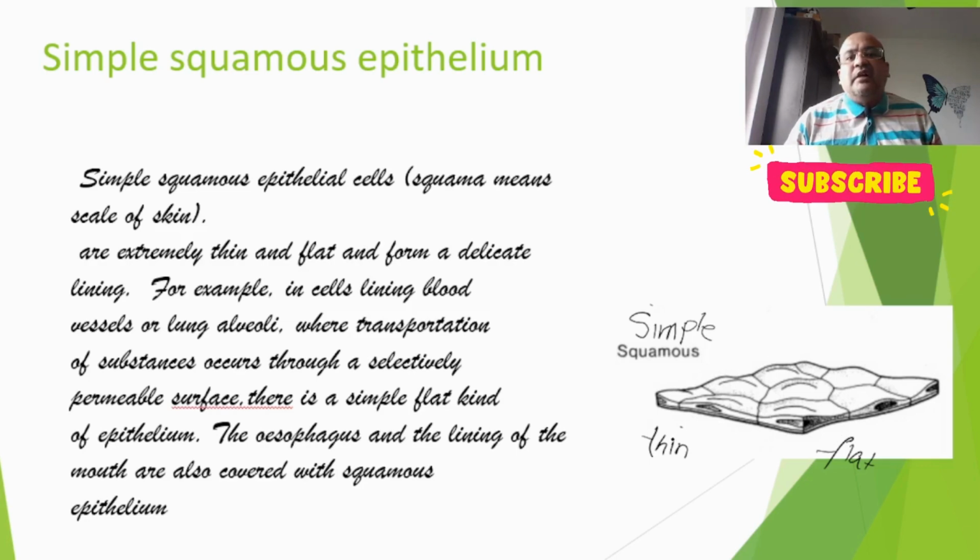For example, what you see is in the cells lining blood vessels or lung alveoli, where transportation of substances occurs through a selectively permeable surface. It is a simple flat kind of epithelium. The esophagus and the lining of the mouth are also covered with squamous epithelium.